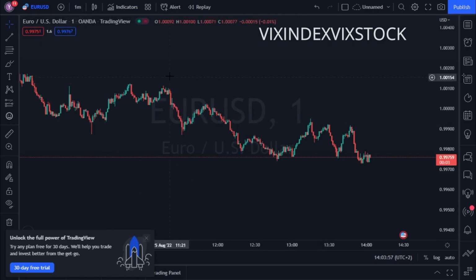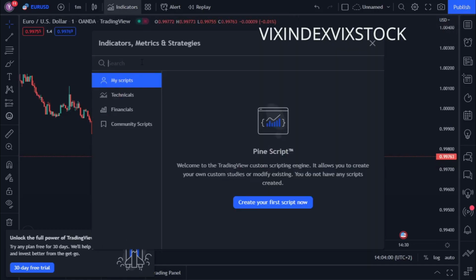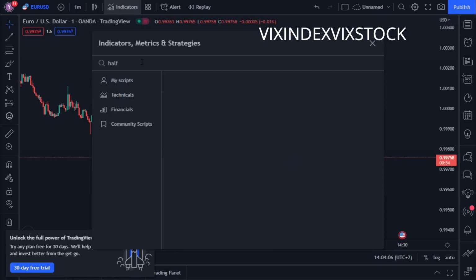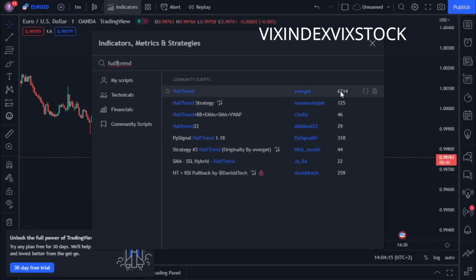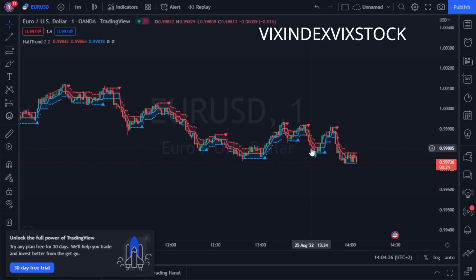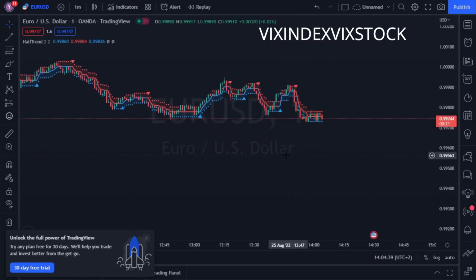First of all, we are going to go to indicators, and we are going to search for half trend. Sorry, it should be one word. We are going to use this one by Evergate, and you can see it has about 6,000 downloads. So a lot of people are probably testing it out, and probably many people are finding value with it. We're just going to click on that, and we're going to edit, and take a moment to tweak this indicator.